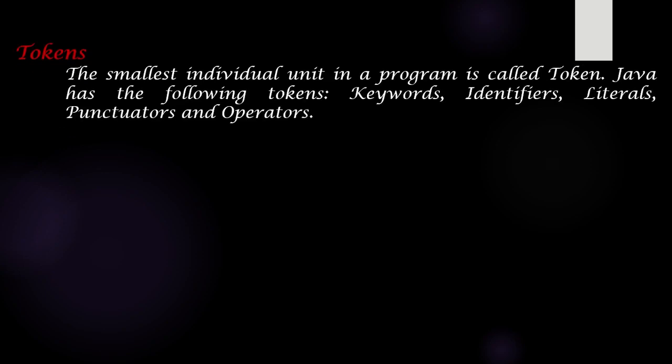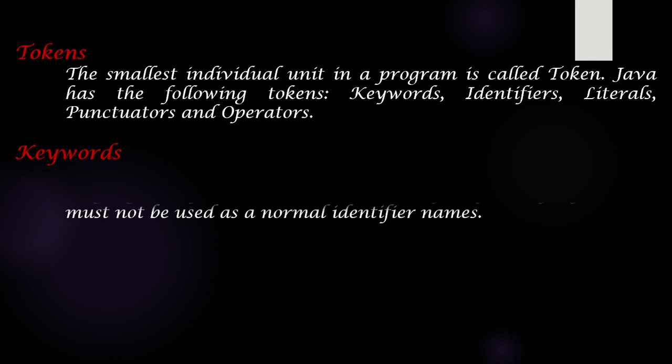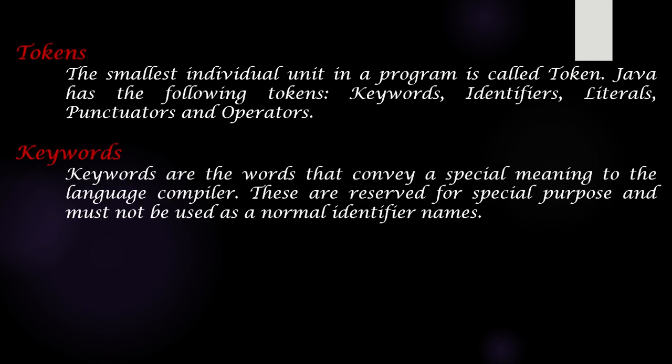Next, what are tokens? The smallest individual part of a program is called a token. In Java, there are 5 tokens available: keywords, identifiers, literals, punctuators and operators. Keywords are the reserved words that have special meanings to the language compiler. There are at present 51 keywords such as goto, void, etc.